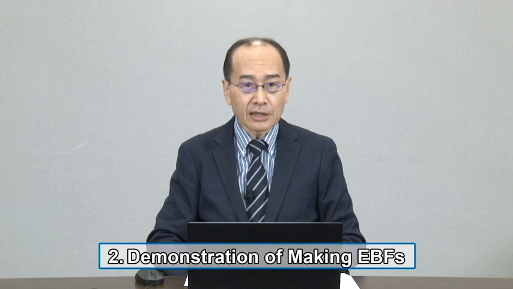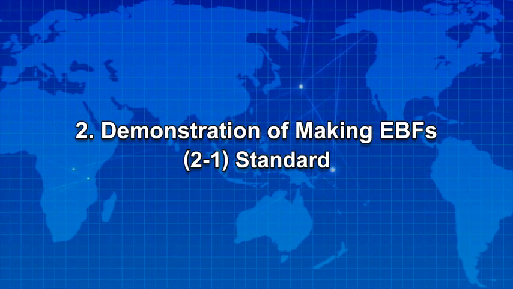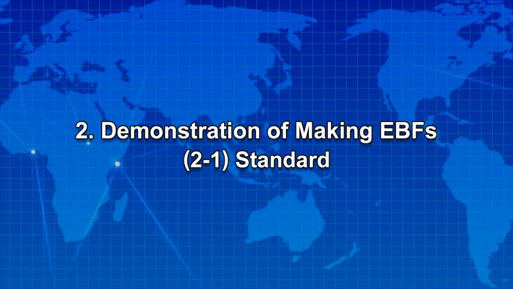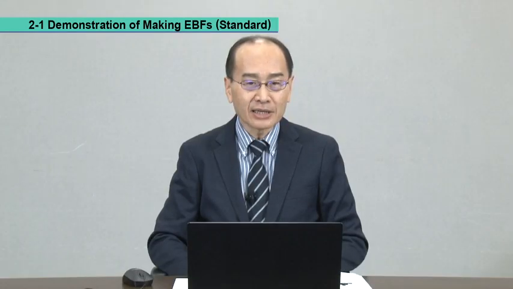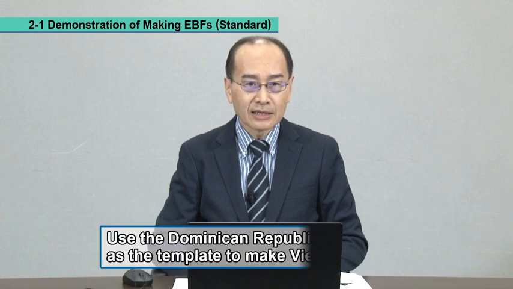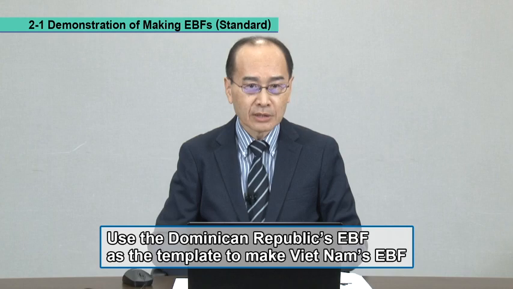Let's now start the demonstration of making 3 different types of EBFs. The first is the standard type. The second type includes heat plants and CHP plants. The third type is slightly complicated and includes nuclear power plants and so on. We'll start with the standard type. We'll use the Dominican Republic as the template to make the EBF for Vietnam.